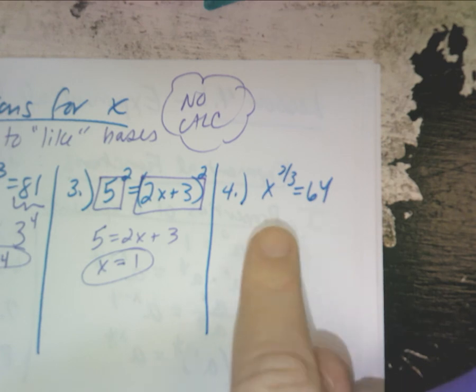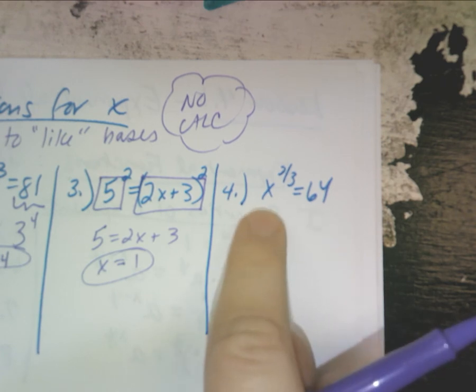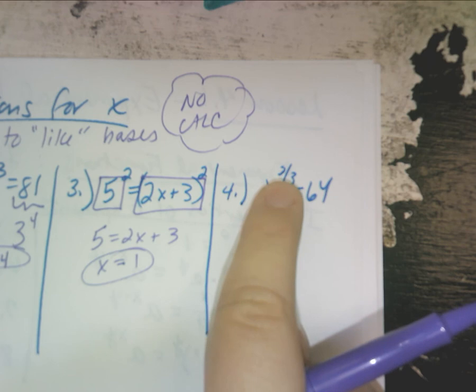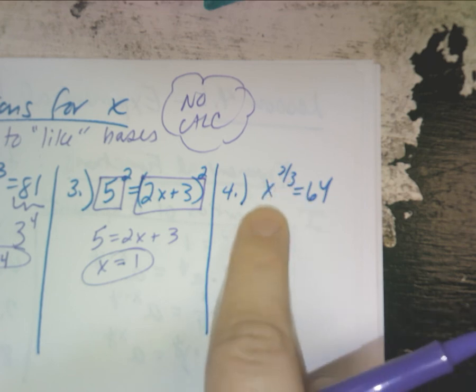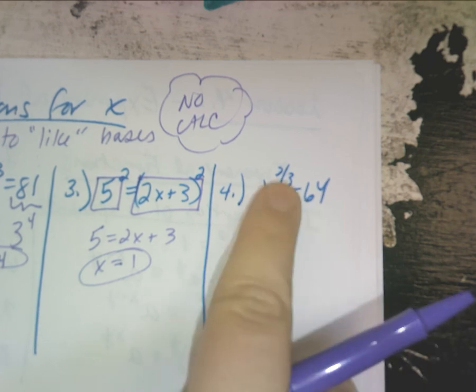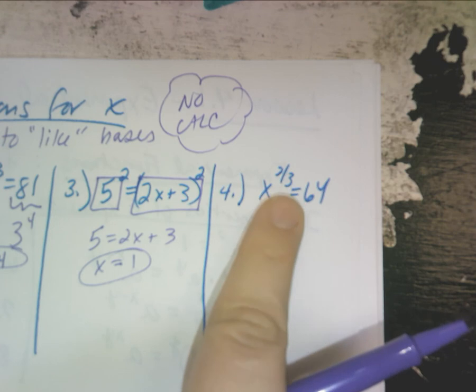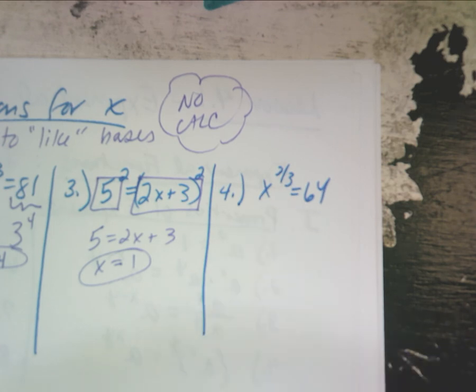All right, and then last one, because a lot of you probably forgot this from last year in Algebra 2 and stuff like that. If you have a base that you're raising to a fractional power and that base is the x, do you know how to undo that fractional power? How?